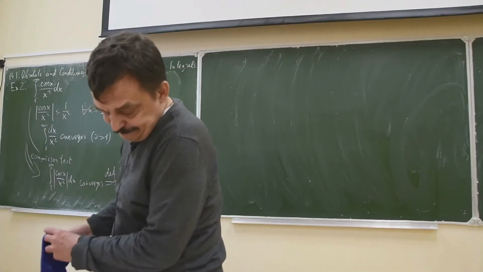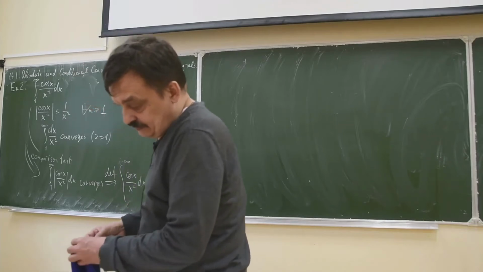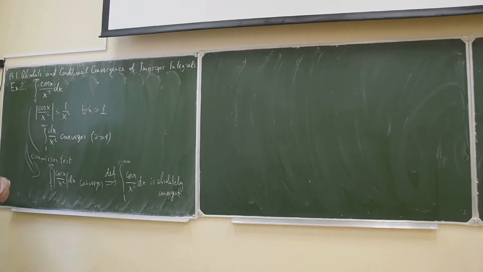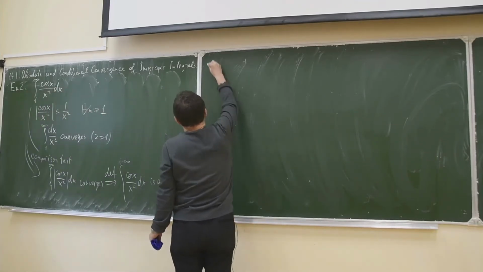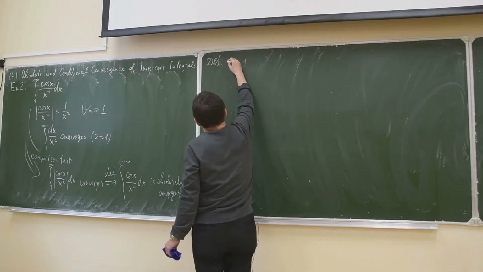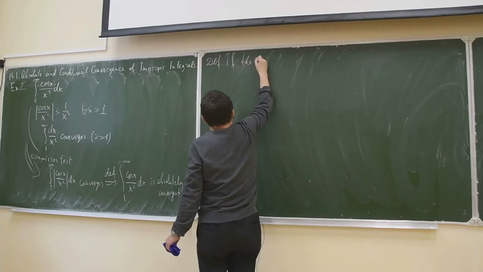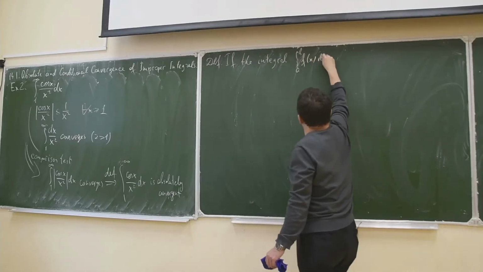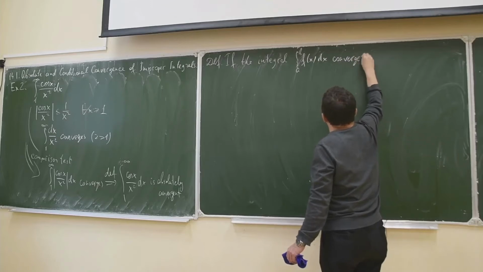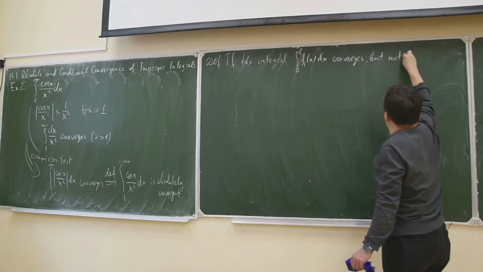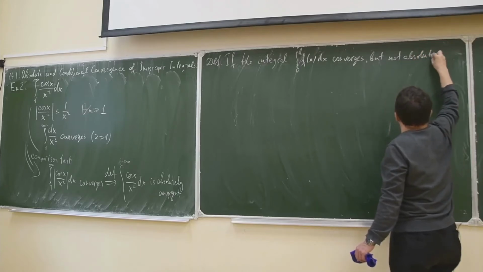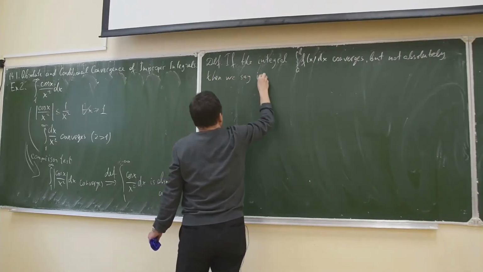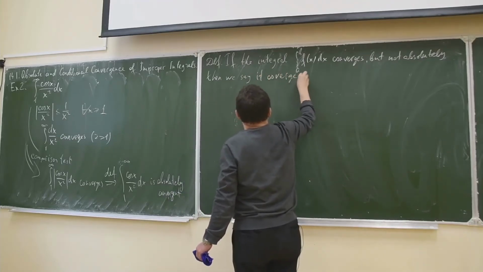Okay. Now let's go to the next definition. So we considered absolute convergence. Now conditional convergence. Definition. If the integral from a to b of f of x dx converges but not absolutely, then we say it converges conditionally.